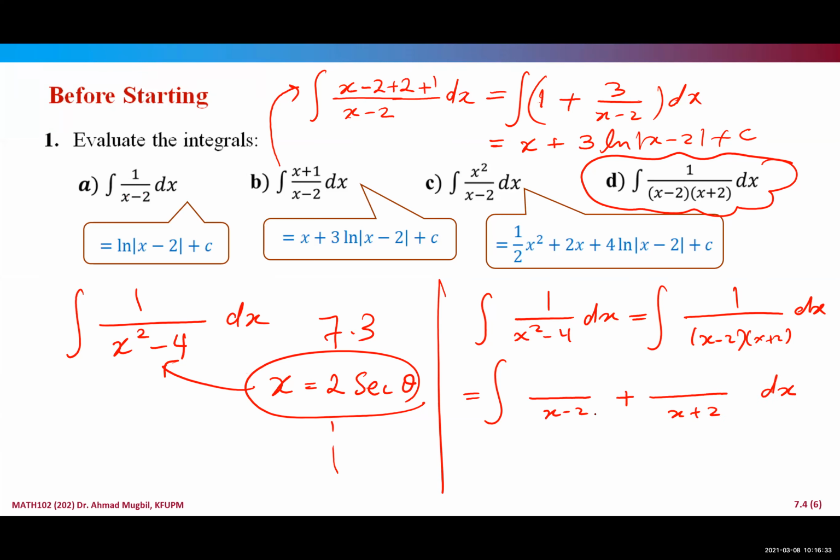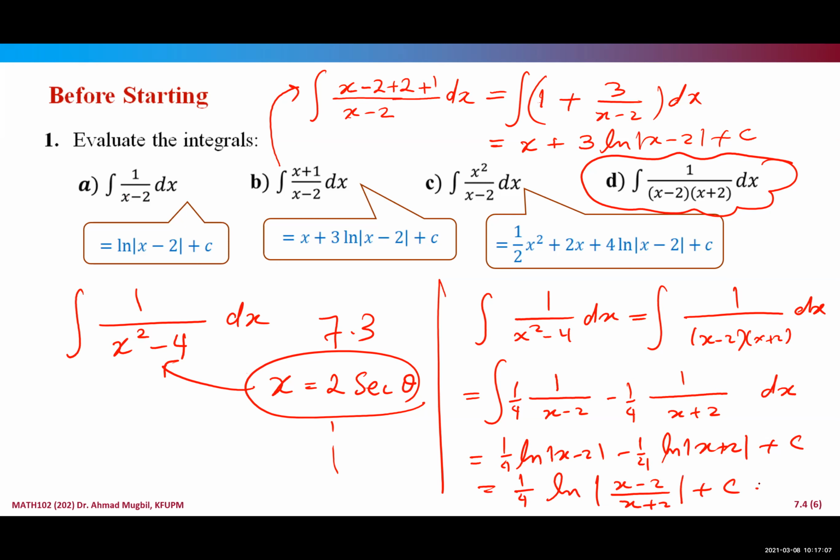What I'm doing now is called partial fractions. So I have here 2 and negative 2, so here I will have 1 over 4, and here 1. And here I will have negative 1 over 4. So let me write it here, negative 1 over 4. And here is 1. And the integral will be 1 over 4 ln the absolute value of x minus 2, minus 1 over 4 ln the absolute value of x plus 2, plus c. You can write it as 1 over 4 ln the absolute value of x minus 2 over x plus 2, plus c.